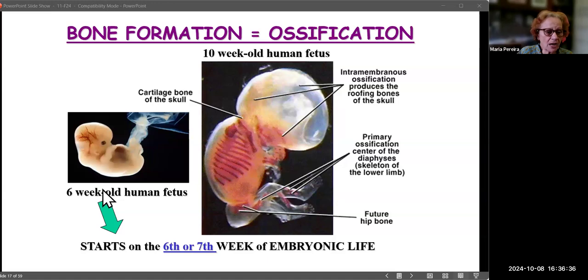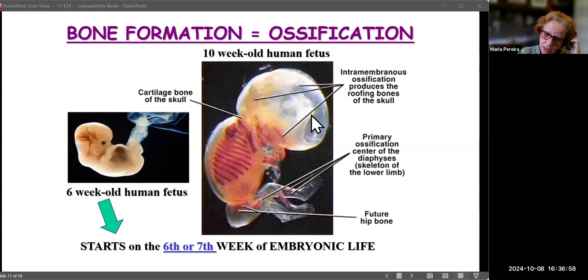Okay, so in a fetus around 6 weeks old, the skull and the skeleton are still made up of cartilage. So the ossification starts around the 6th or 7th week of embryonic life.